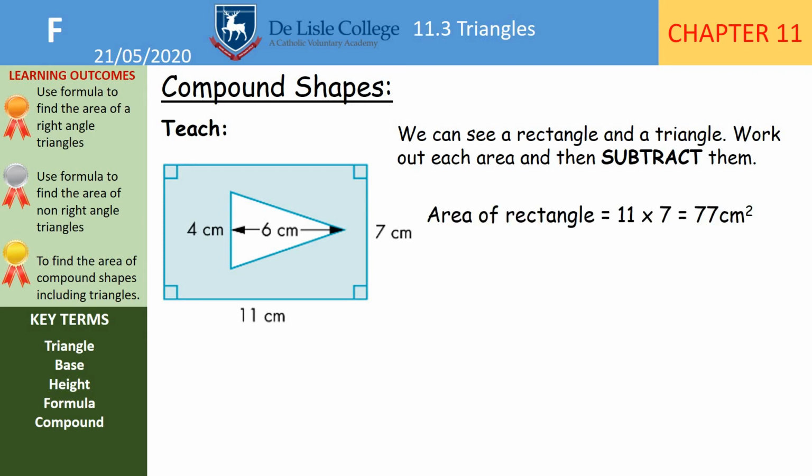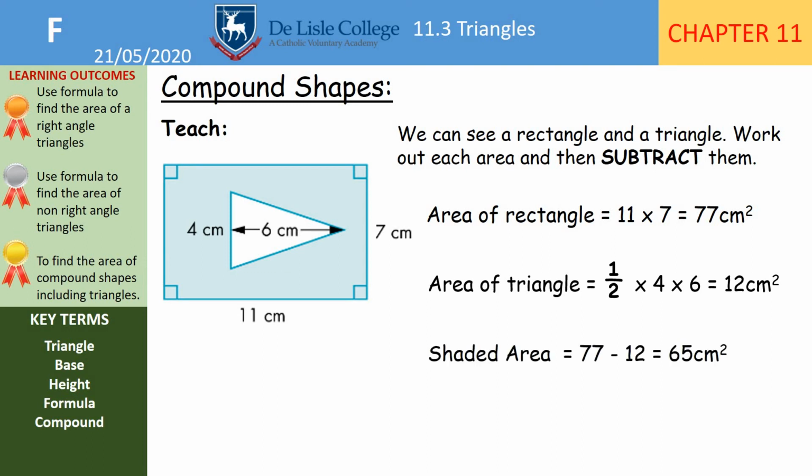So the area of the rectangle, straightforward, 11 times 7, 77 centimetres squared. The area of the triangle, we've got a base of 4 and a height of 6, so that's half of base times height, half times 4 times 6, which is 12 centimetres squared. So the shaded area is 77 minus 12, which is 65 centimetres squared. And again, pause the video if you wish to copy that down.